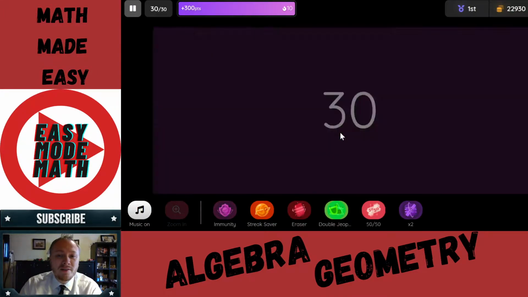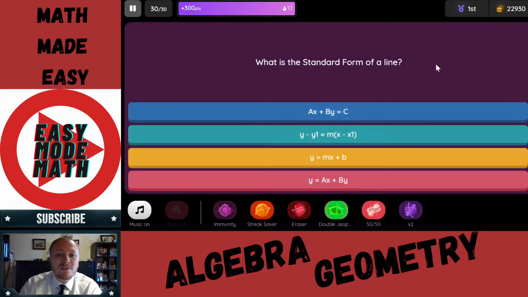Last one. What is the standard form of a line? Which one is going to be the standard form? Hope I didn't trick you on this one. Standard form should be ax plus by equals c.